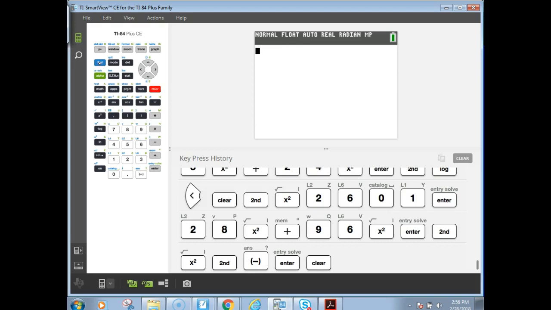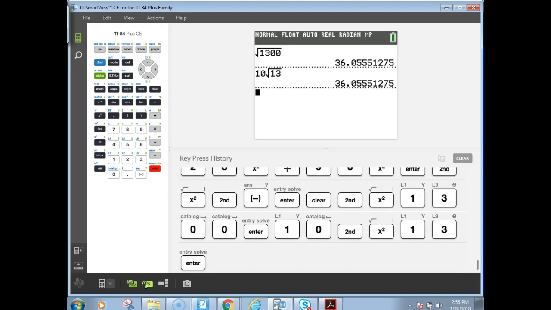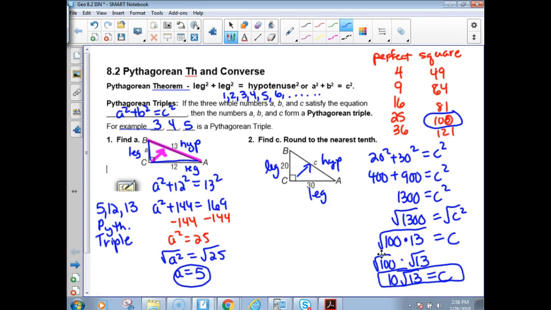So if you type second and then x squared, square root of 1300, on this particular problem, I probably would have just taken the answer. 36.1 would be to the nearest 10th. But look, 10 times the square root of 13, you can find out that that is exactly the same thing. Okay, so there is a way for you to do it. If it's multiple choice, you can check your answers in the calculator. All right, so we got 36.1 or 10 root 13.